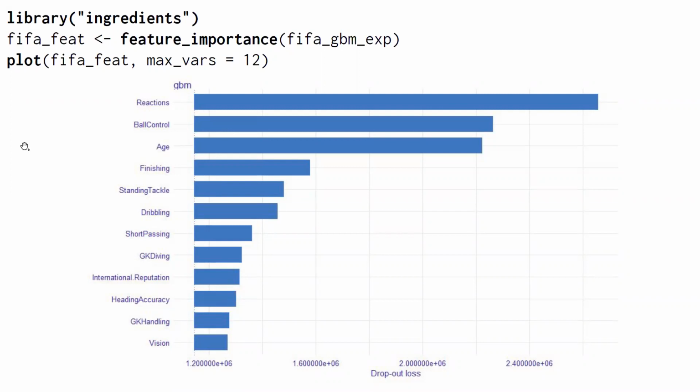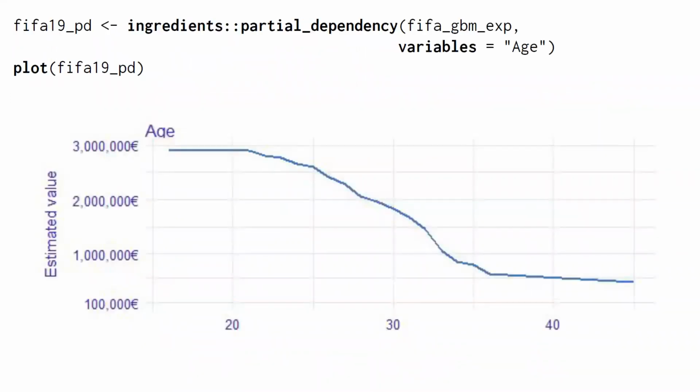We would like to also know what the dependency on age is. Are older players more valuable because they are more experienced, or maybe younger players because they are in better condition? So we can also calculate a partial dependency plot.